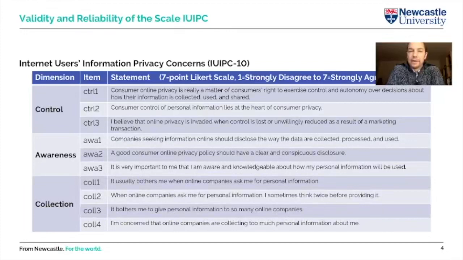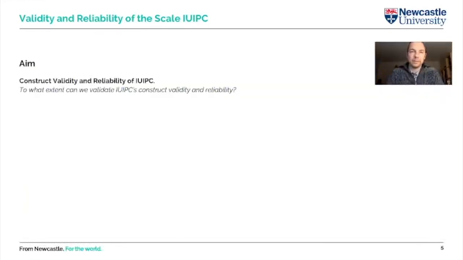It's a 7-point Likert scale anchored on strongly disagree to strongly agree. You can stop the video and read the scale at your leisure. Now, what is the aim of this research? In this talk, I'm focusing on the construct validity and reliability of IUIPC.